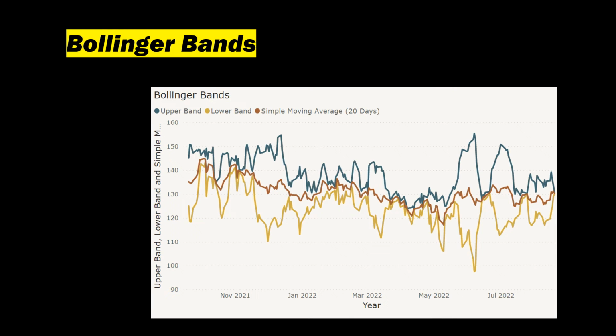Using the Bollinger Band method to identify the trends with the upper and lower band and the simple moving average, as shown here, it gave a good representation of the shift, or how big of a shift there could have been between each day.